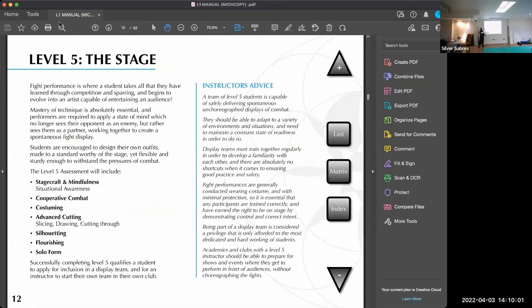That is the instructor showing those students how to maintain a pace and a mindfulness through the entire thing. When you're doing a group form as a display, it's more wushu than it is qigong.